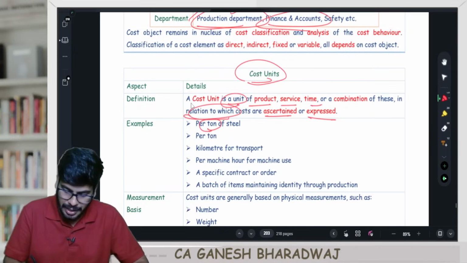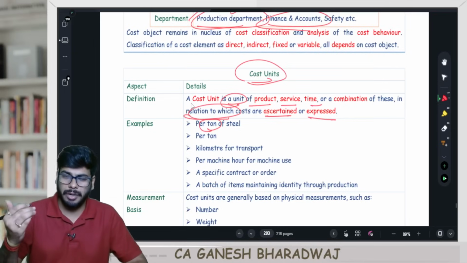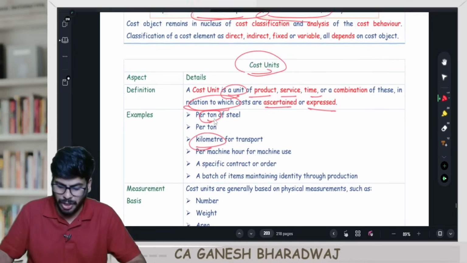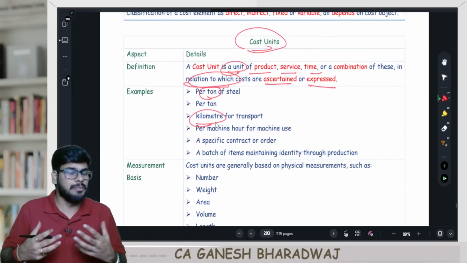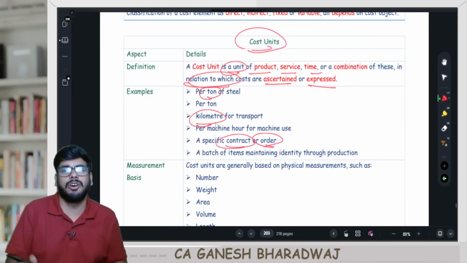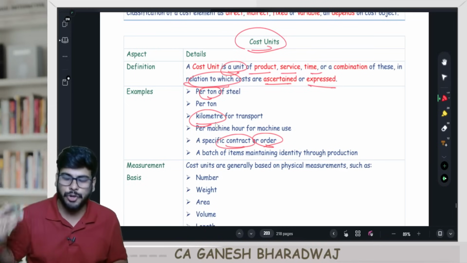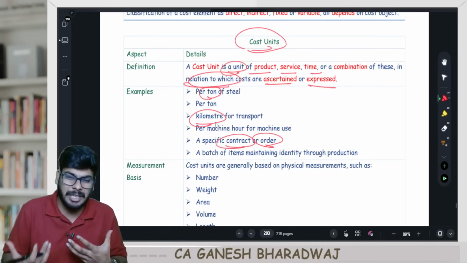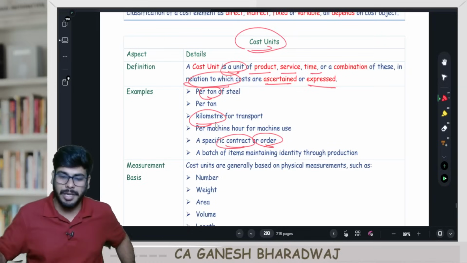Clear with this, right? For example, you are calculating the cost per kilometer. Kilometer is going to be the cost unit. Guys, are you all clear with this? Let's say I'm undertaking a particular contract. Here, a contract or an order or a job becomes one cost unit. Are you clear with this? So, basically, the unit for which you compute the cost is what needs to be determined here.